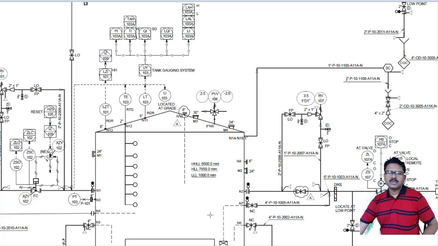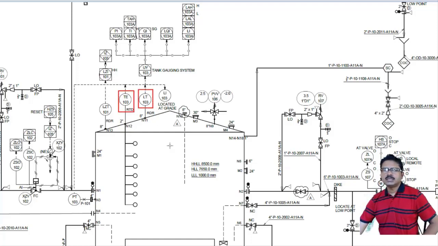To operate the process, different parameters like temperature, pressure, and level inside the vessel should be maintained. So some instrumentation part must be here also. See here, this is TE, this temperature element which is an RTD. This is LT 103, level transmitter 103. This is LI 103, level indicator 103. LZT, this is level safety transmitter 101. This is PT 103. This pressure transmitter gets the pressure of the inside process.